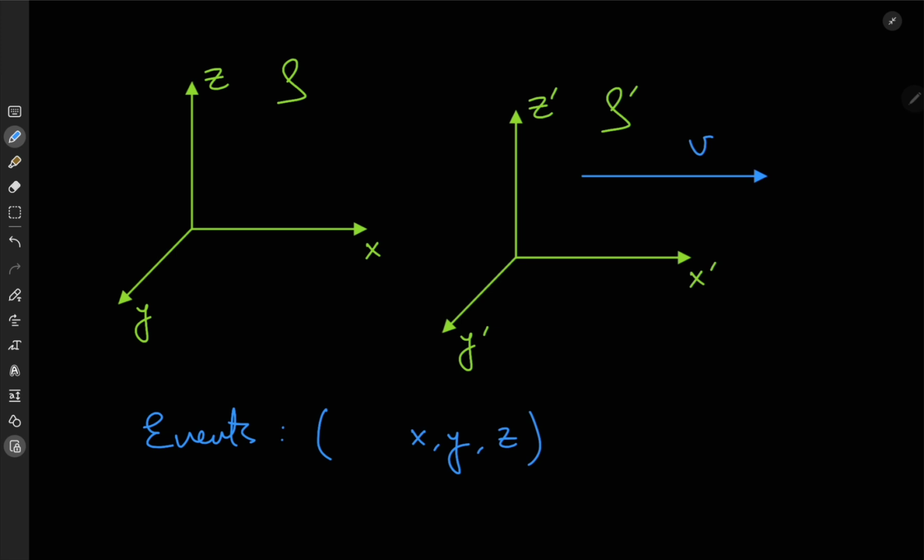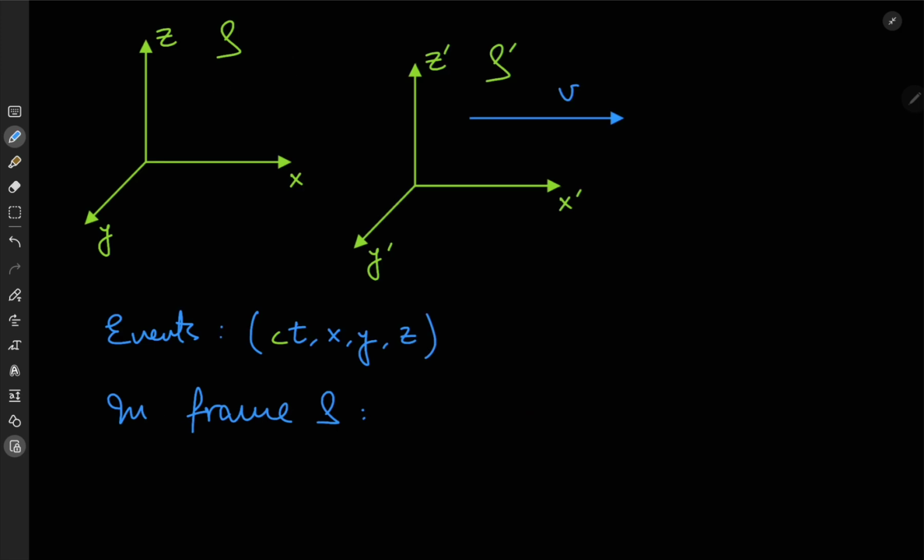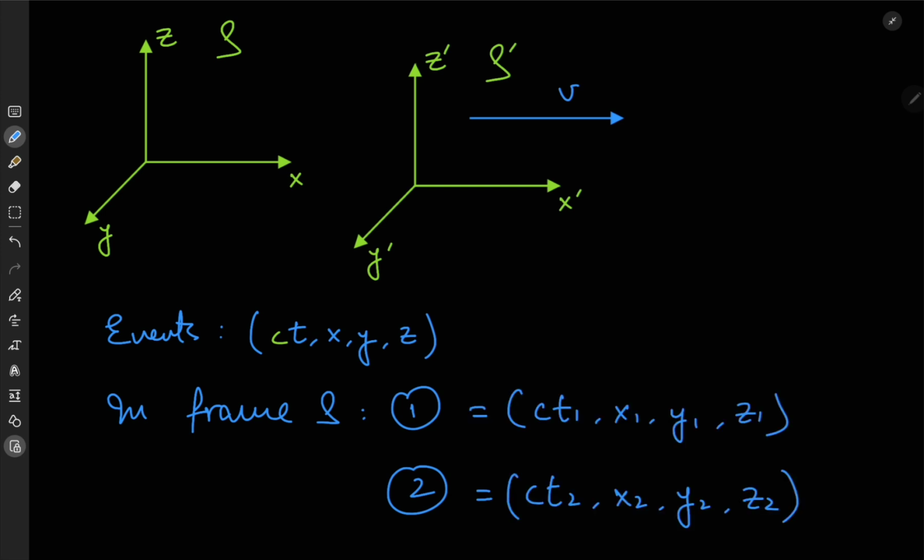And the question of when is answered by an extra temporal coordinate t, as in time, that we measure in meters. How do we measure time in meters? Well, we do that by multiplying the temporal coordinate t by the speed of light c. Now suppose that observers in the reference frame S observe two events labeled as 1 and 2. These events are described or located in space-time by these coordinates.